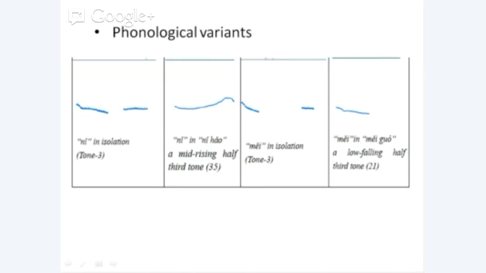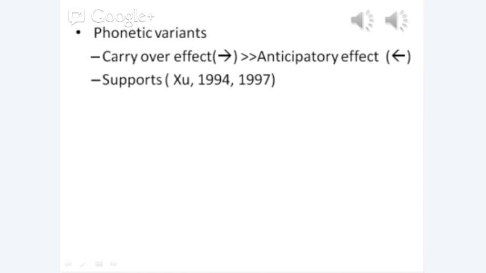Tone, we realize it as low, then a low rise, instead of just low. And when it is followed by another non-third tone, it becomes a low falling tone. So that's the phonological variance. And also, about the articulation period: carryover effect and anticipatory effect. Typically for Mandarin tones, the carryover effect is more significant than the anticipatory effect.